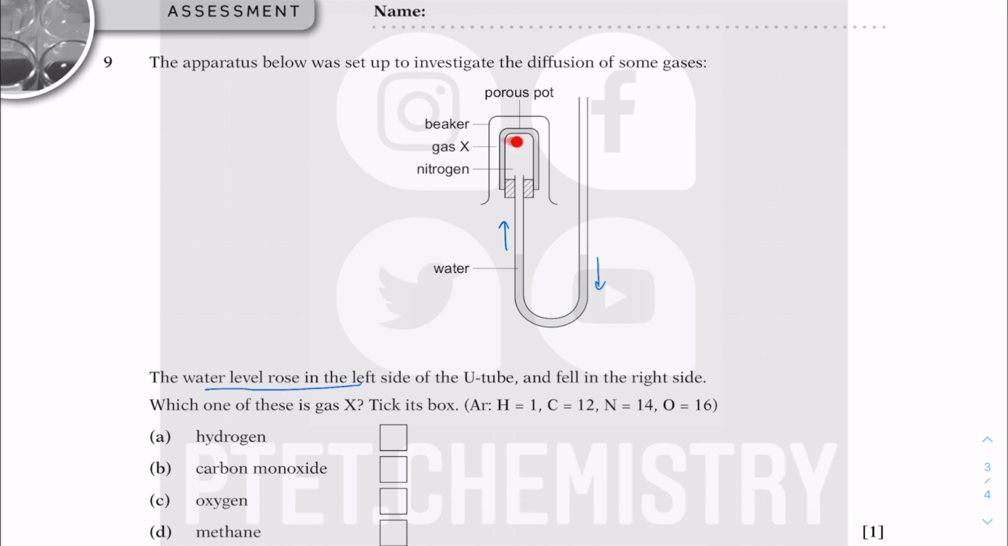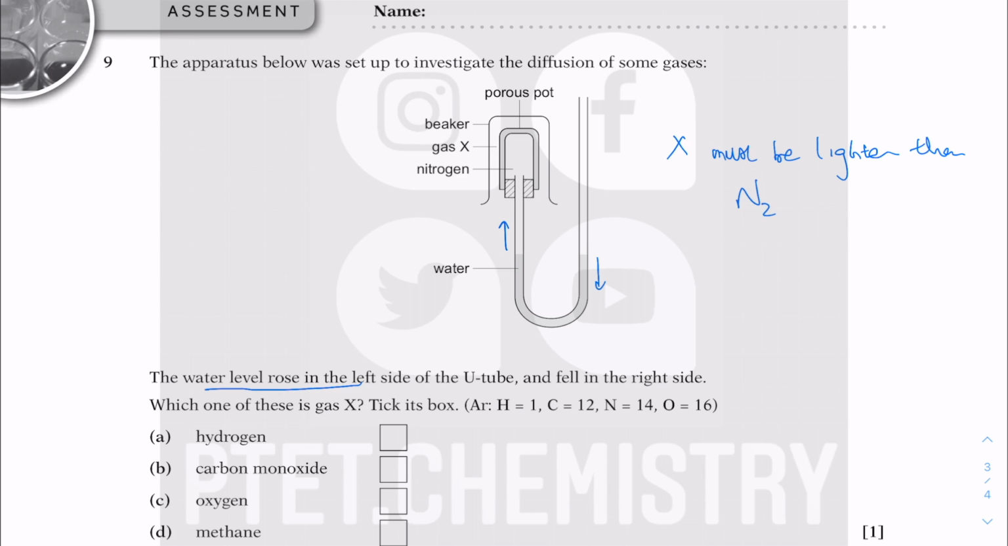Whereas the gas that comes in must be lighter than the nitrogen. If it is heavier than nitrogen, it would exert more pressure downward, and it would give you this go down and this go up. But we see the opposite trend, meaning to say that if nitrogen diffuses out and gas X diffuses in, gas X must be lighter than nitrogen, which exists as this diatomic molecule.